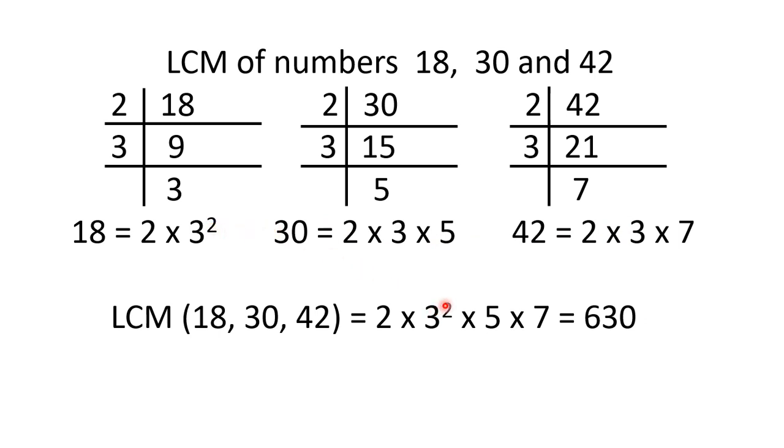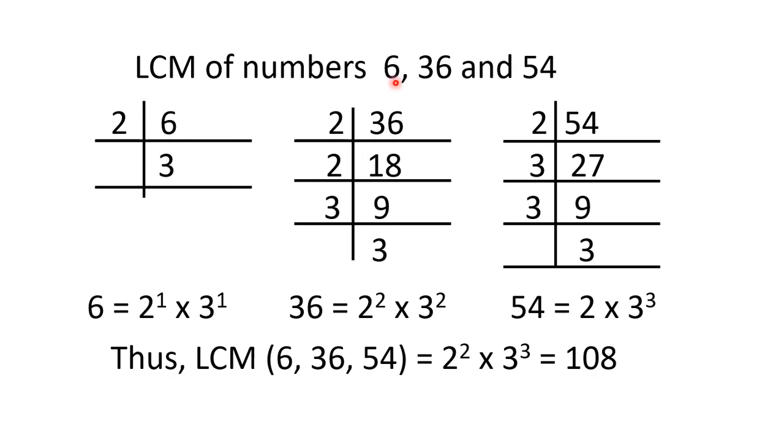Okay, so we put 2 here. Then we look for 5. It appears only once with power 1. 7 also appears only once with power 1. So we multiply these together and we get 630, which is the LCM of 18, 30 and 42. Let's consider one more example.